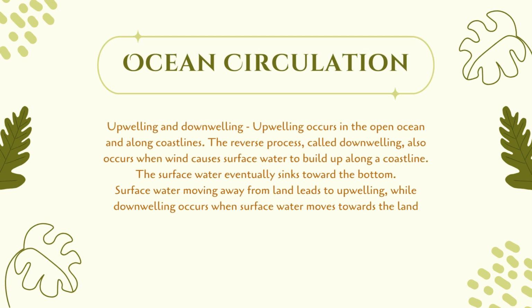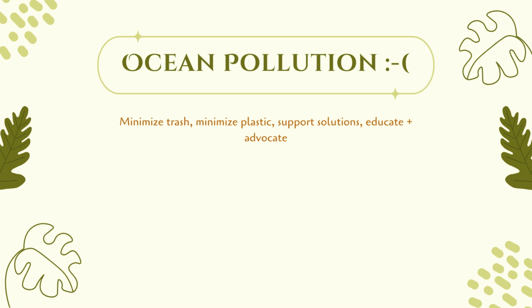So ocean circulation, upwelling and downwelling. This is also something that I haven't learned about. So it occurs when wind causes water to build up along a coastline. The surface water eventually sinks down toward the bottom, and then surface water moving away from land leads to upwelling, while downwelling occurs when surface water moves toward the land. So it's opposite again.